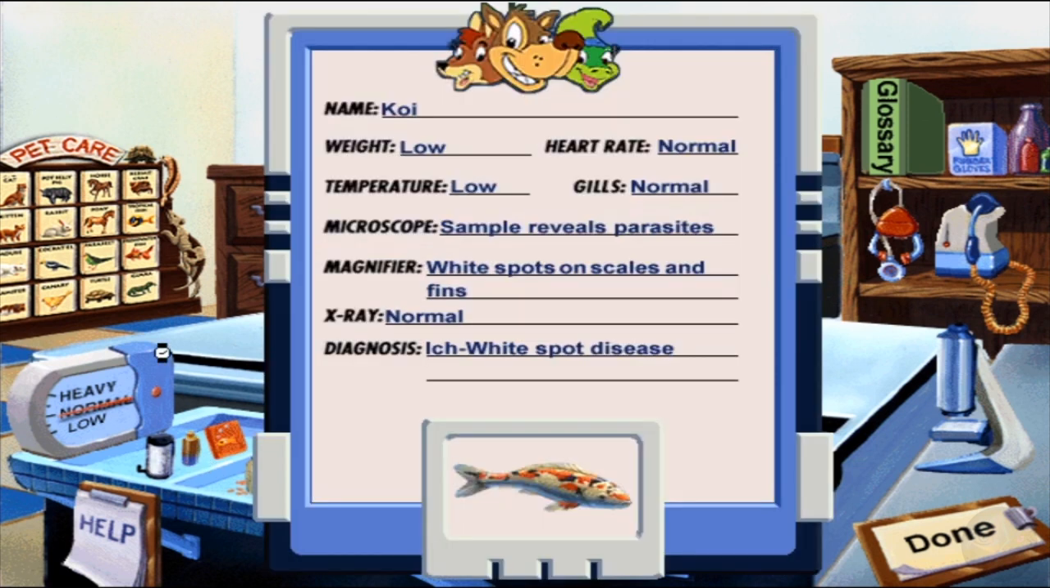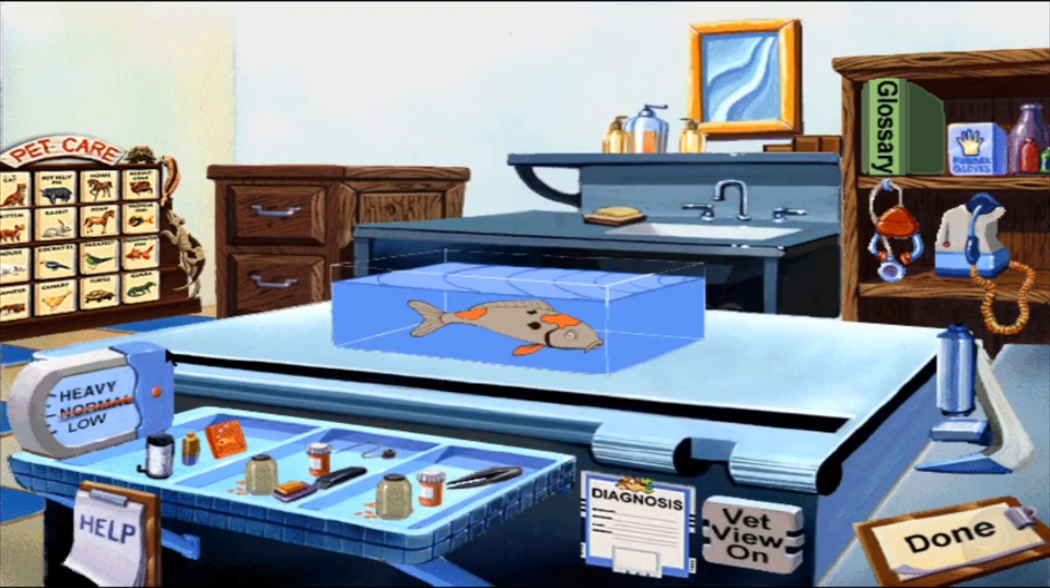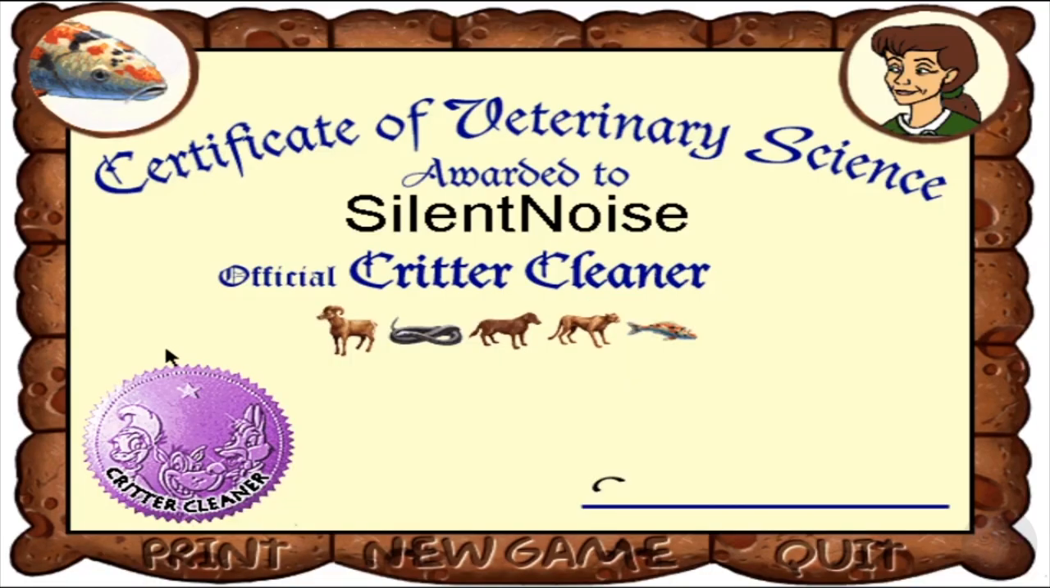Great work! Cleaning and disinfecting the water is very important. A good water filter will help keep the koi's water clean. A fish needs a clean environment to stay healthy. All fish owners should have a book on proper fish care. Congratulations! You really earned this certificate. Koi fish. Critter cleaner. You're a 1-star critter cleaner.